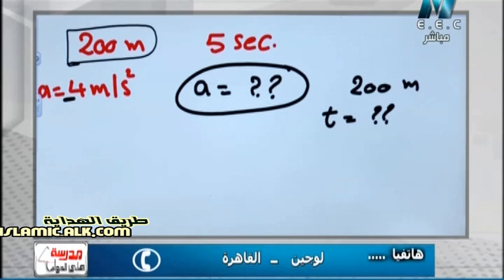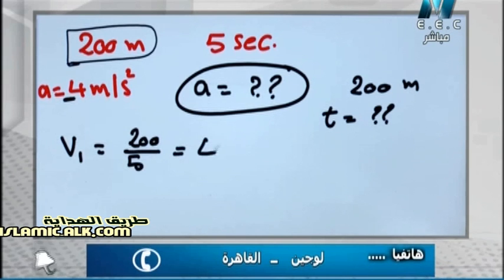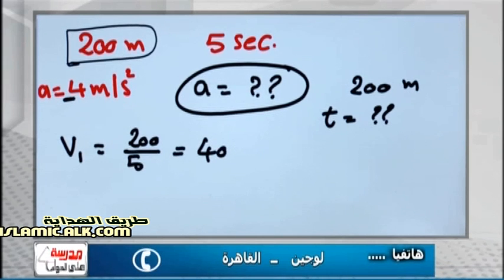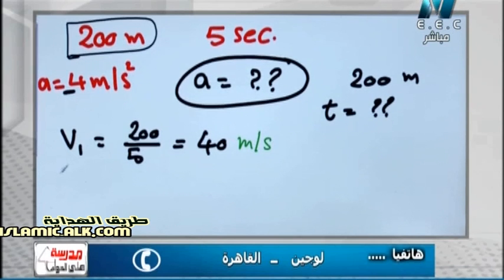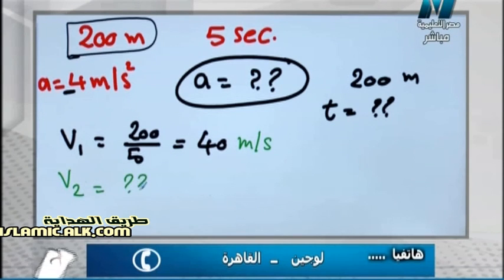But in the second 200 meters, we have to calculate the acceleration. We need the speed: V1 and V2. V1 equals how many? 200 over 5 equals 40. 40 what? Meters per second. Don't forget to write the measuring unit. Then we have to calculate V2. V2 equals 0, because the body stops. Yes, excellent.